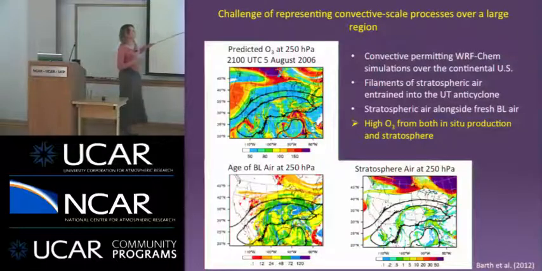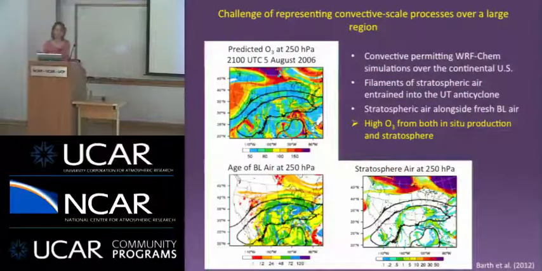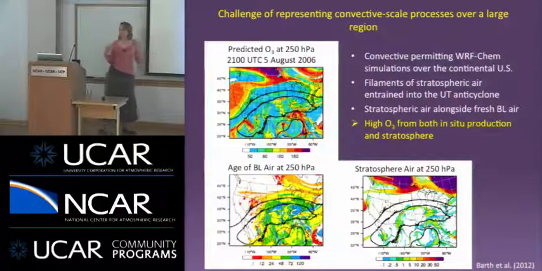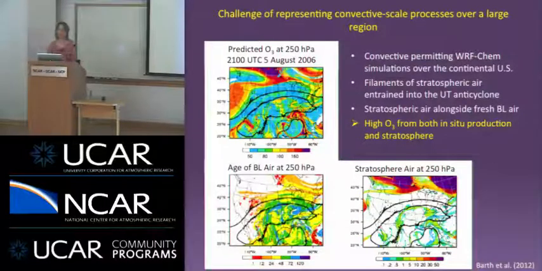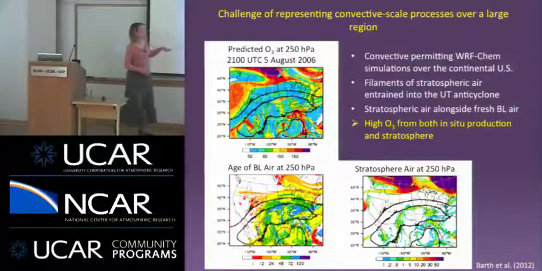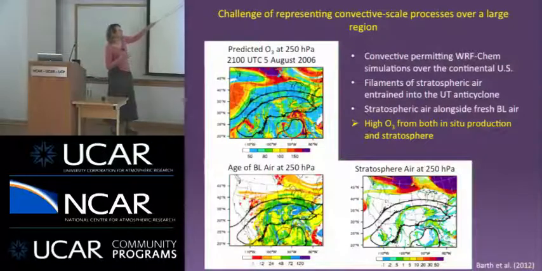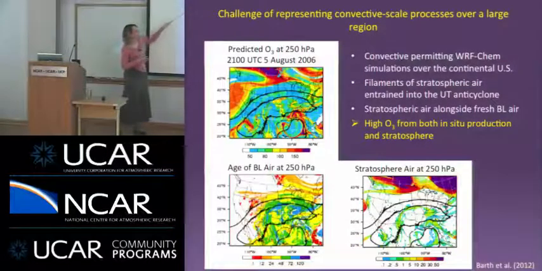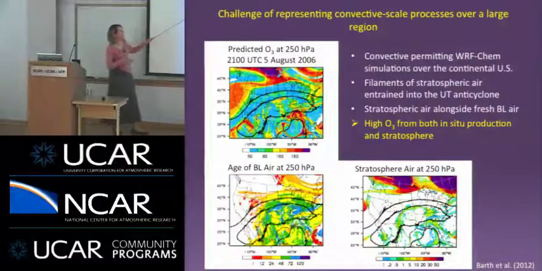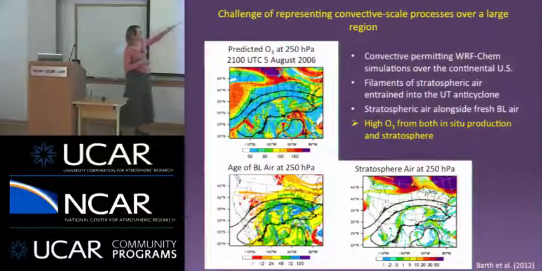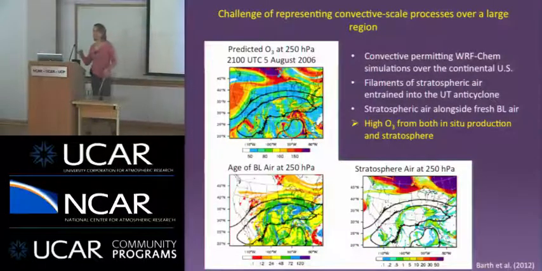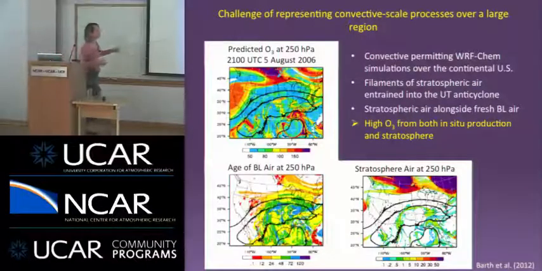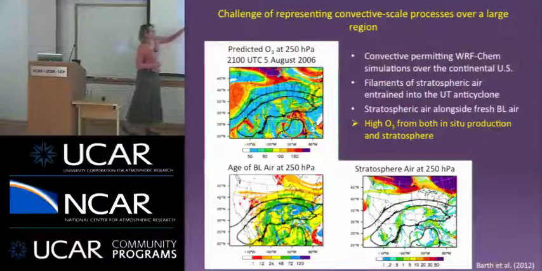But I wanted to point to a study that I led to try to understand what's going on with thunderstorms in chemistry. One of the challenges is that we need to represent the convection at these small scales that convection acts at, just a few kilometers, over a large region, because we're affecting this really large region in the southern US. What I'm showing here is a prediction of ozone at 250 hectopascals for one time point in this model simulation. What's shown in color is ozone, and what's shown in the black lines are the geopotential heights. So what's depicted here is an anticyclone during this time period.